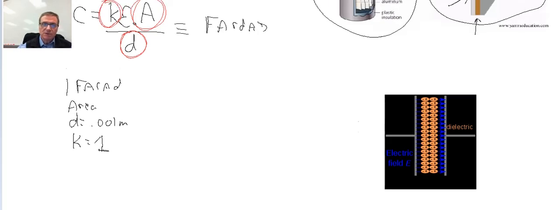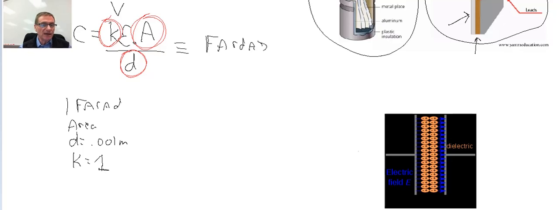Let's move that up just a bit. There we go. C is equal to K times epsilon 0 times the area of the plates divided by D. So what do we got? So 1 farad is equal to K, which is going to be 1, times epsilon 0. Well, I haven't told you what epsilon 0 is yet. It's a constant that is 8.85 times 10 to the minus 12th.